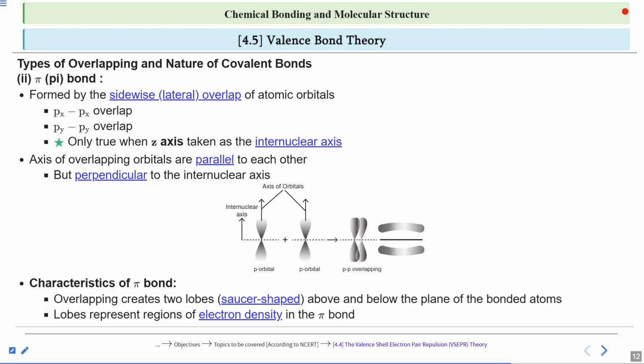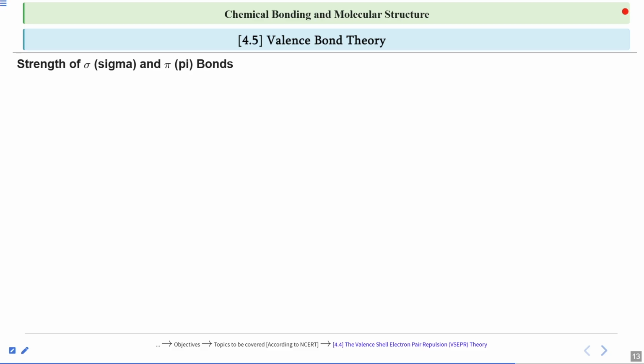So I hope this is clear to you, how a pi bond is formed and what the positions of the internuclear axis and the axis of the orbitals are. Now let us compare these two types of bonds, sigma and pi. First of all, we know that the strength of a bond is totally dependent upon the extent of orbital overlapping. This is the most important part. The greater the overlapping, the stronger the bond.